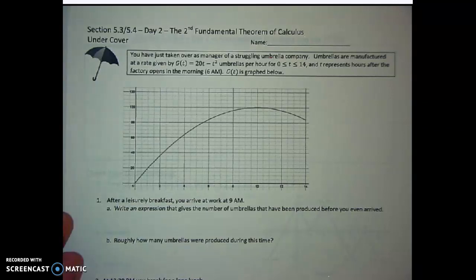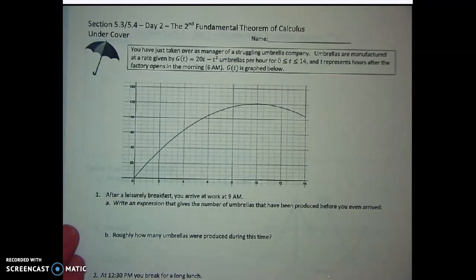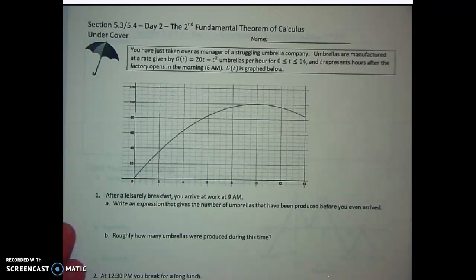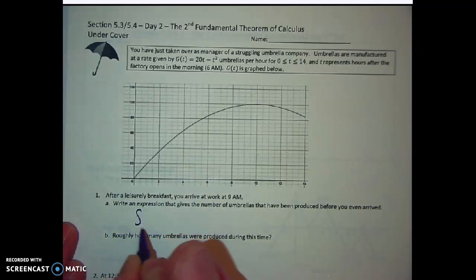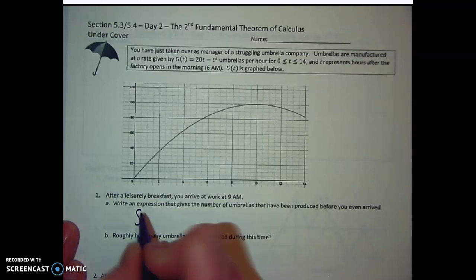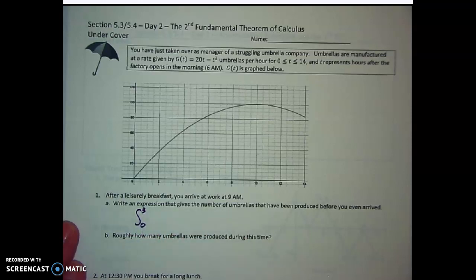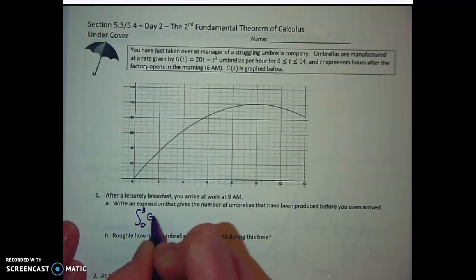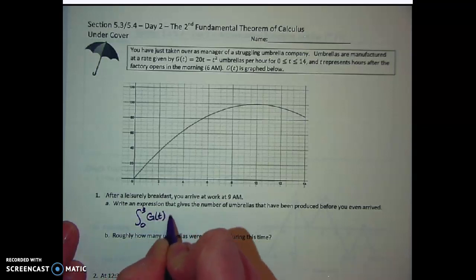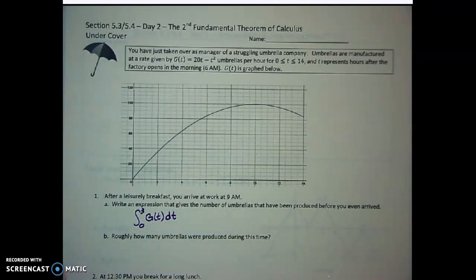Number 1. After your leisurely breakfast, you arrive at work at 9 o'clock a.m. Write an expression that gives the number of umbrellas that have been produced before you even arrived. So remember, we're just doing an accumulation function, so it opens at 6 as the 0 hour, till I arrived 3 hours later at 9. And we're talking about the accumulation of the g function, so the integral of g of t dt.